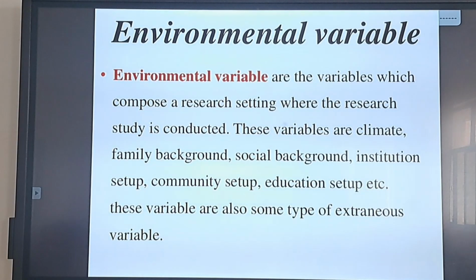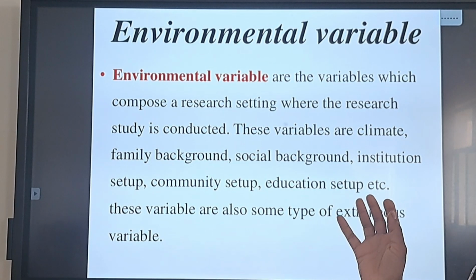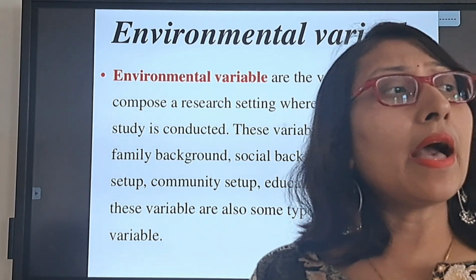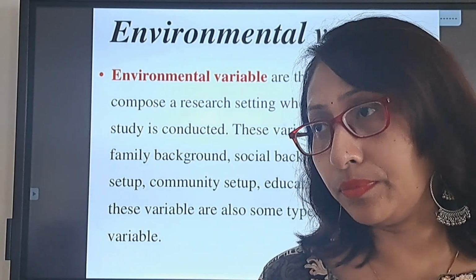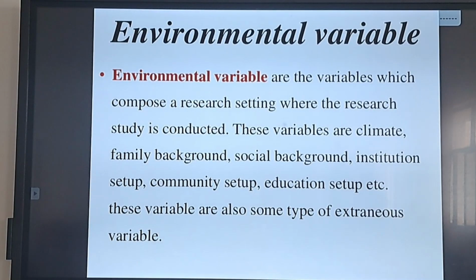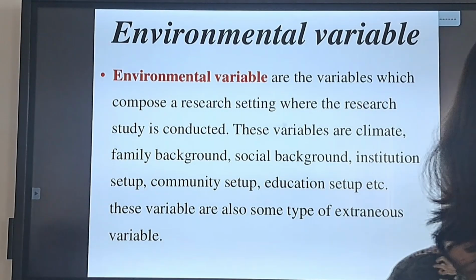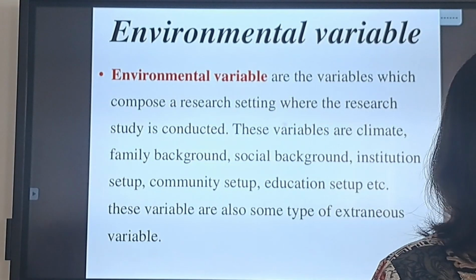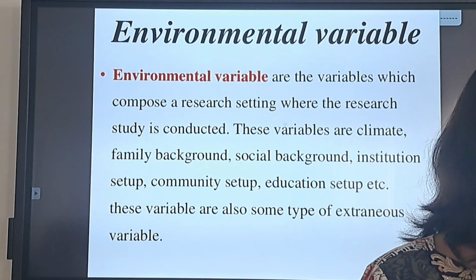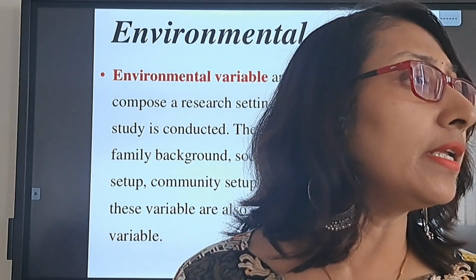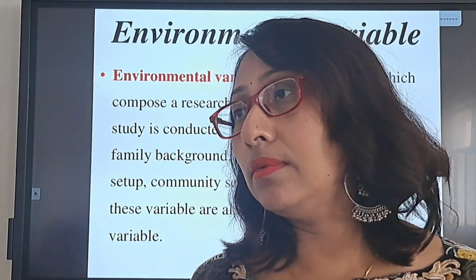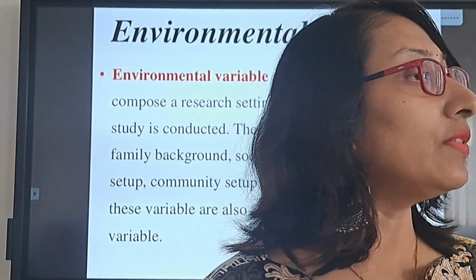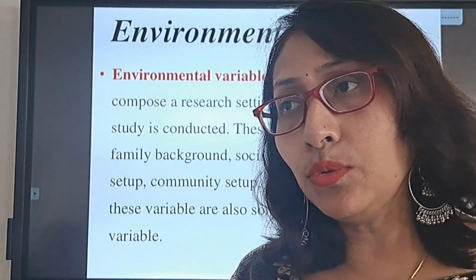Social background, as I told you, is related to the finance part of it. Institution setup: in which institution they have been put up for their education. Community setup: what is the place of habitat of that particular sample in the community, whether it is urban, rural, semi-urban, semi-rural, a high-tech city, or the capital of India, where they are residing. That also has an impact, because the population or the crowd of that place will have an impact on the person who is staying there.